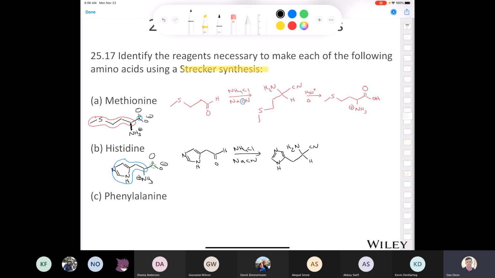Like that. And then we're just going to hydrolyze that, right? We're going to hydrolyze the nitrile, but since we're in acid, we are going to end up with the carboxyl intact, and we're going to end up with the protonated form of the amine. And again, this is a racemic synthesis.